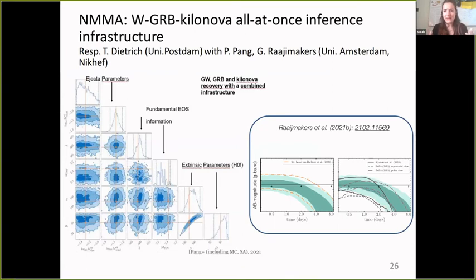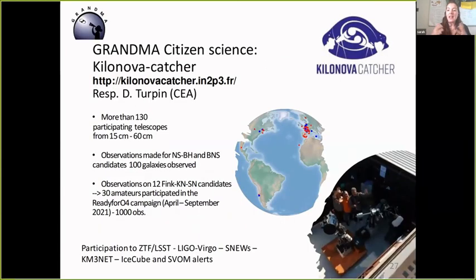Another progress that we are massively investing in GRANDMA, led by Tim and Peter Pang, is numerical multi-messenger analysis. I won't come back to that because Tim presented the framework. We also have another independent multi-messenger analysis that was just presented by Geert, because from the astronomical point of view, we like to have independent models because they don't stick on the same aspects.